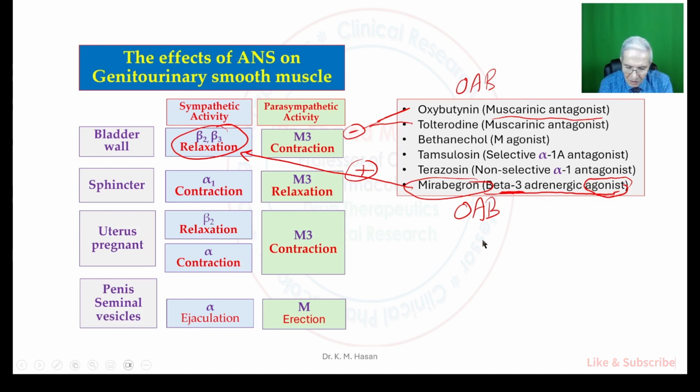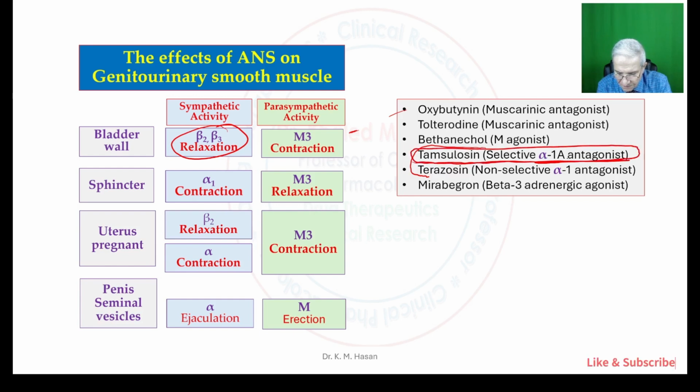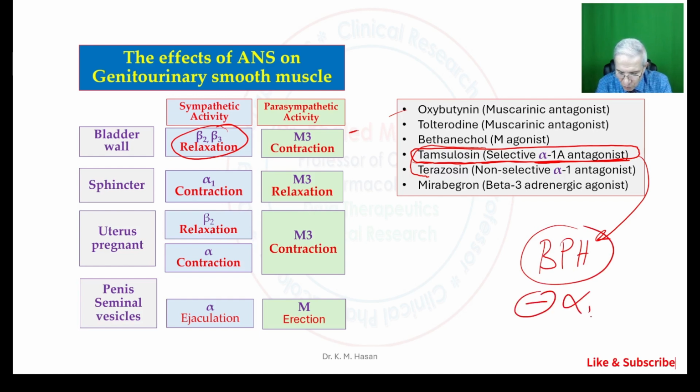The next one will be the next group of medication. I will clean the whiteboard here. The next group of medication is a very important group. We have tamsulosin and terazosin. Tamsulosin is considered a selective alpha 1A antagonist, and it is mainly used for patients suffering from benign prostatic hyperplasia by blocking the alpha 1A receptor in the prostate and in the bladder neck.